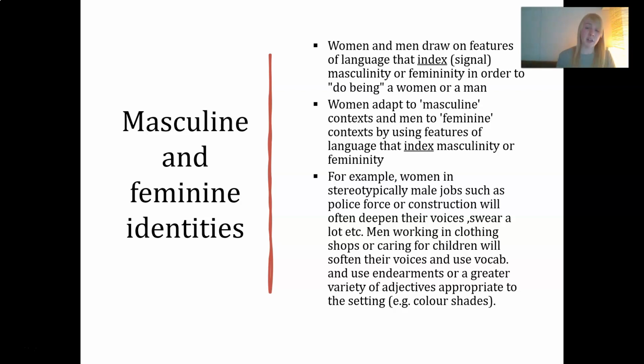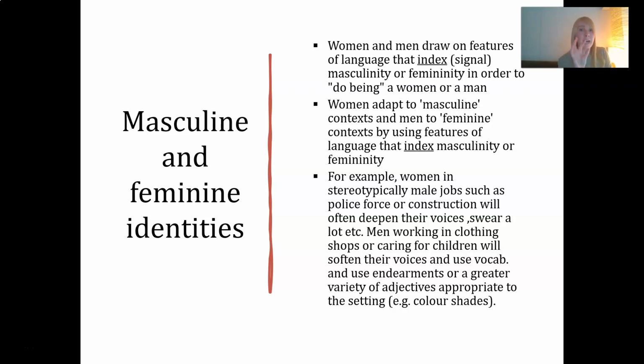So you may find, for instance, that if you get a woman who is in a male-dominated profession, who occupies a very senior role in that organization, that when she's in a meeting, she may adopt features of language that index or signal masculinity, because these are typically associated with things like being more assertive. And then when she goes home or goes out with her friends, those features of language may disappear completely and may become much more representative of language features that index femininity. And we may see exactly the same vice versa.